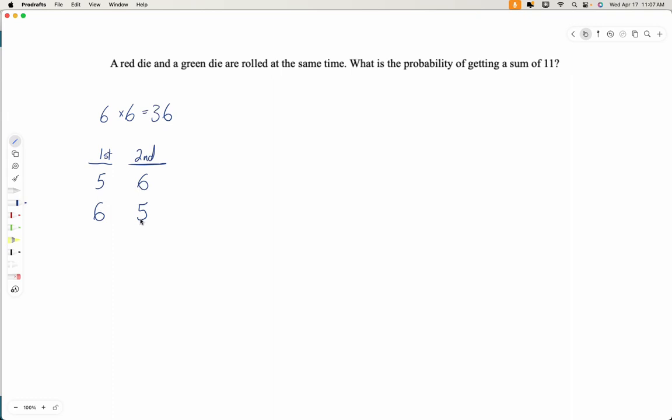2 rolls. 5 plus 6 is 11, and 6 plus 5 is 11. So we have 2 opportunities to get 11. So the probability that we'll roll an 11 is 2 out of 36, which we can reduce to 1 out of 18 if we divide the top and the bottom by 2. That's our answer. All right, let's look at the next one.